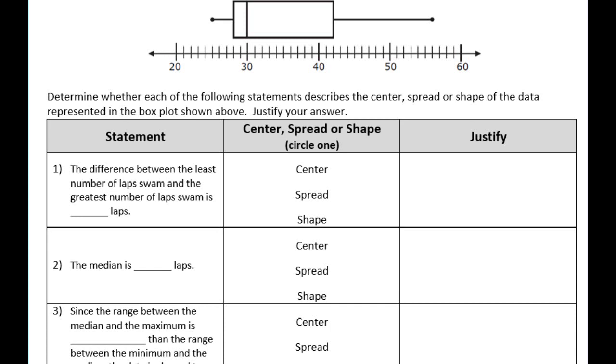Please make sure that you take notes as needed, and we're going to start by discussing the center, spread, and shape. This box plot represents the Fighting Sharks. It's a swim team, and the data represents the number of laps that each person on the team swam. So, number of laps.